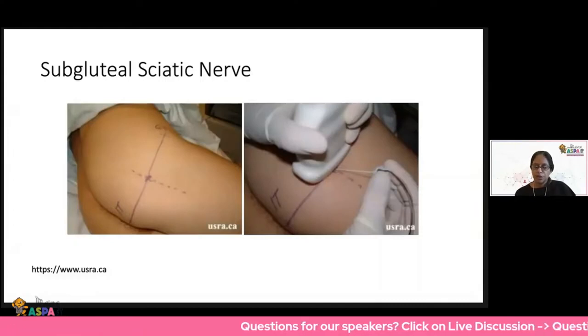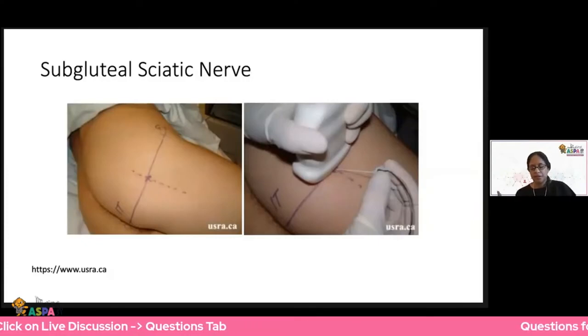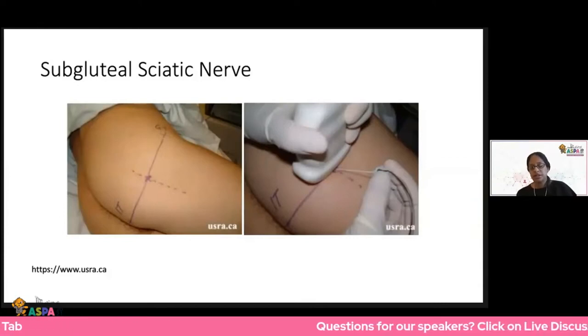We usually use a curvilinear probe and approach the nerve either posterior to anterior, caudad to cephalad, or cephalad to caudad if we think we're going to be in the surgical field.